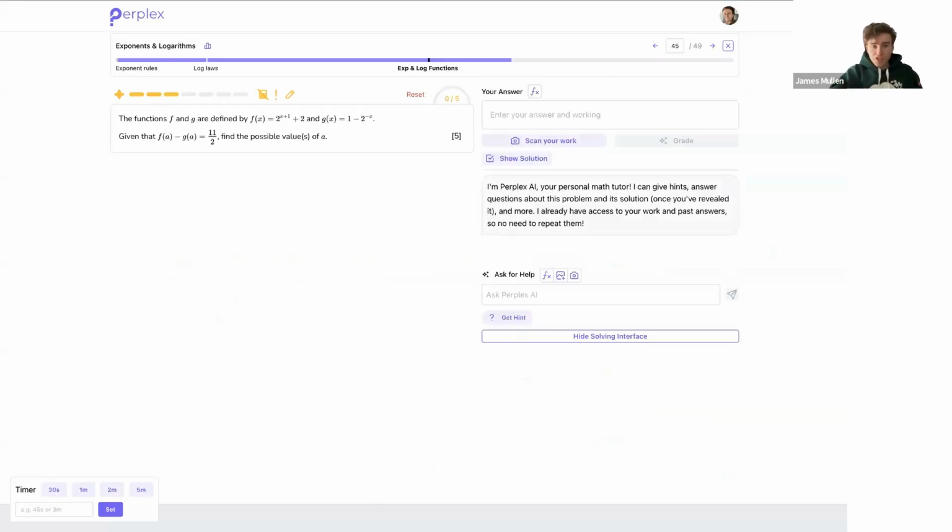The functions f and g are defined by f of x is equal to 2 to the power x plus 1, plus 2, and g of x is equal to 1 minus 2 to the minus x. And we're told that f of a minus g of a is 11 over 2. All right, so I'm going to start by setting that up using the expressions that I have. So f of a minus g of a is equal to 2 to the a plus 1 plus 2, minus 1 minus 2 to the negative a. And that's supposed to be equal to 11 over 2.